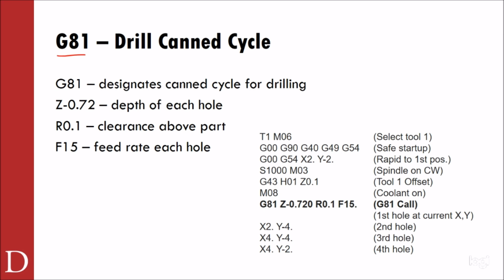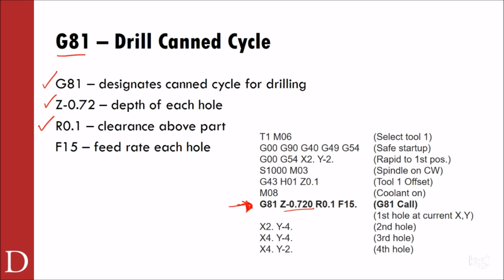So first off, I'm looking at a line of code for the CanCycle right here. There's G81. G81 right there. And so that's going to be my call out for my CanCycle. G81 designates the type of CanCycle it is, and G81 in this particular case means it's a drilling cycle. The Z minus 0.72 right here tells me the depth of each hole. The R 0.1 tells me the clearance above the part.